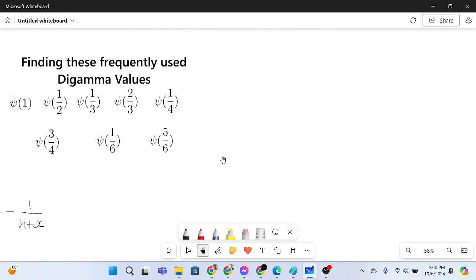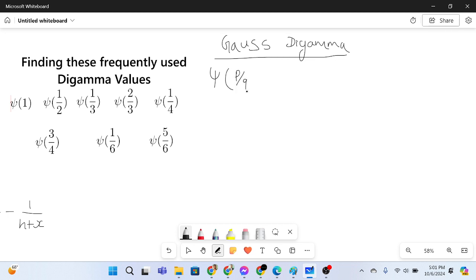Now to find these values, we do have a direct approach as well given by the Gauss Digamma theorem, but in this video we will not use that since that's a bit complicated. We'll use the Digamma summation formula, but just in case you are curious, let me also write the Gauss Digamma theorem, which will help us find the Digamma values directly. This says that the Digamma function of p by q will be equal to minus Euler-Mascheroni constant minus ln of 2q minus pi by 2 cot of p pi by q.